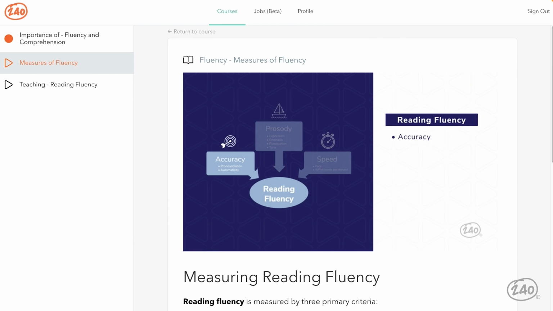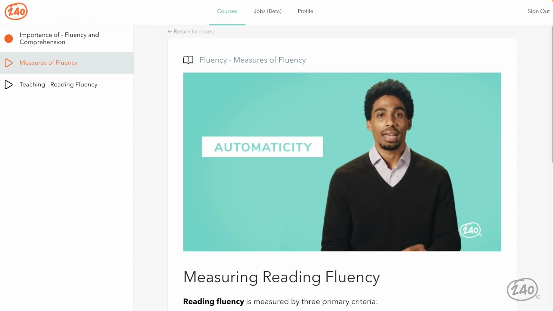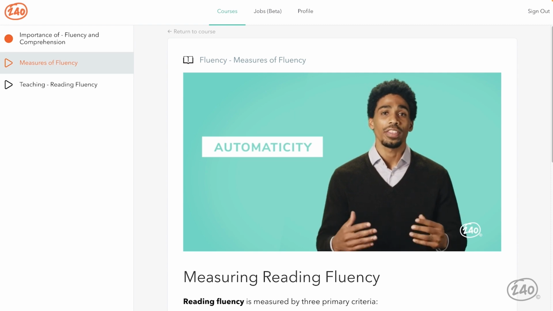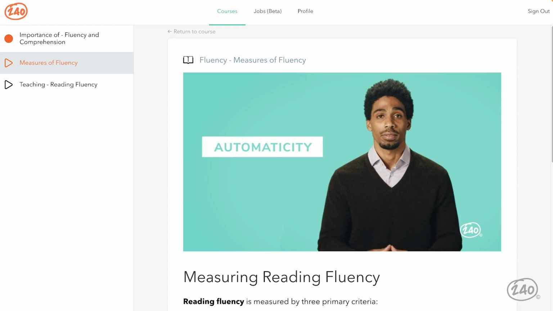Accuracy is the reader's ability to correctly pronounce words as they appear in the text. To be a truly fluent reader, students must accurately pronounce words with automaticity, the ability to read words effortlessly. For example, a student may spend a significant amount of time decoding words to have strong accuracy, but this would lower their speed. They need automaticity to read fluently.